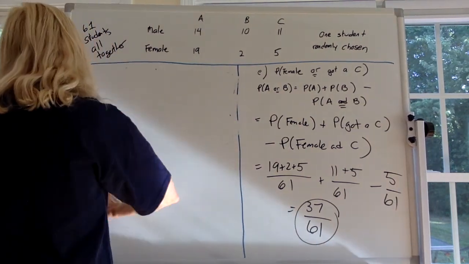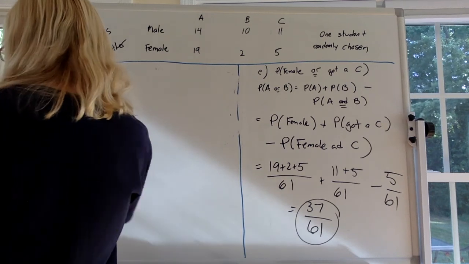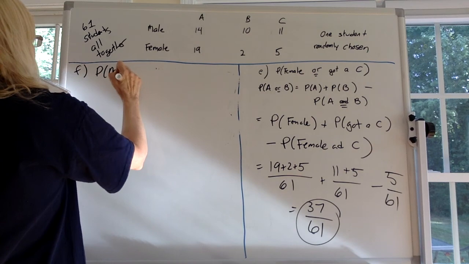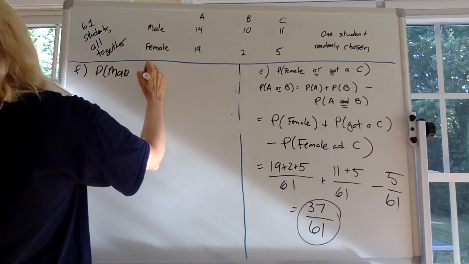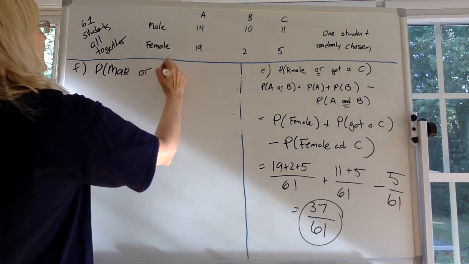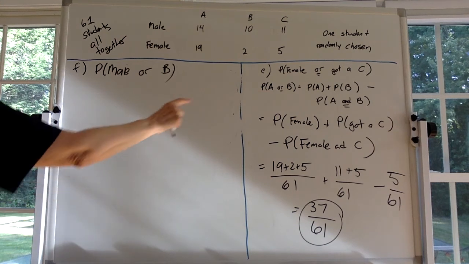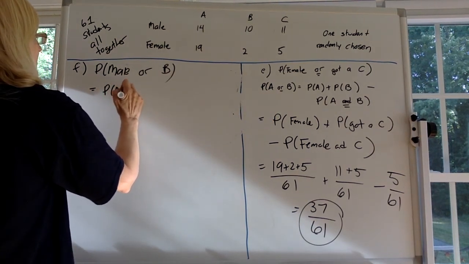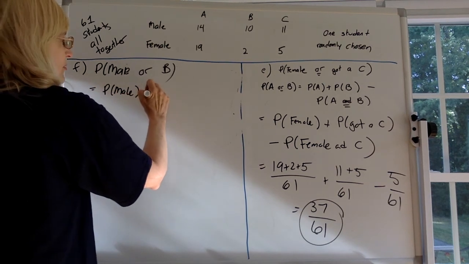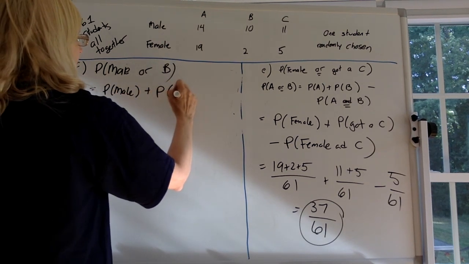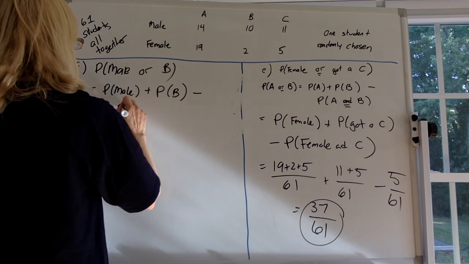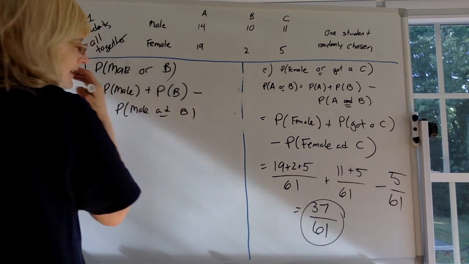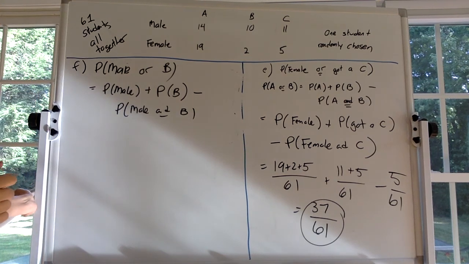And part F, what does part F want? Part F wants the probability of male or B. It's the same thing, it's an "or", so you say the probability of the first guy, male, plus the probability of the second guy, got a B, minus the probability of a male and a B. So we've got to take into account that double counting.